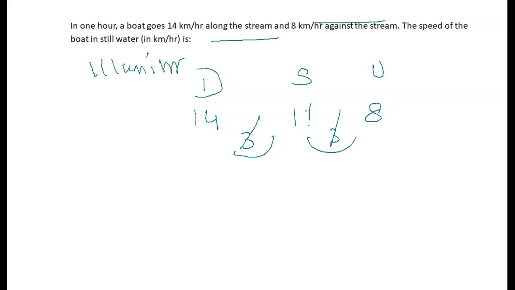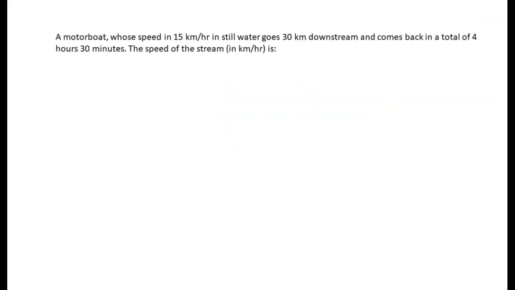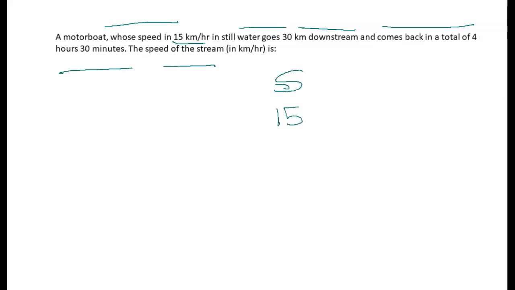Next question. A motorboat whose speed is 15 kilometers per hour in still water goes 30 kilometers downstream and comes back in 4 hours and 30 minutes. The speed of the stream is? Whenever you get this kind of data, just write it down. Still water speed is 15. Goes 30 kilometers downstream and comes back in a total of 4 hours and 30 minutes. The speed of the stream is the question.